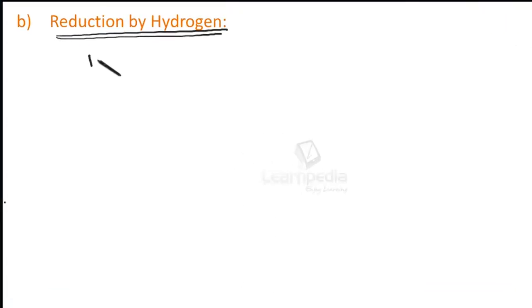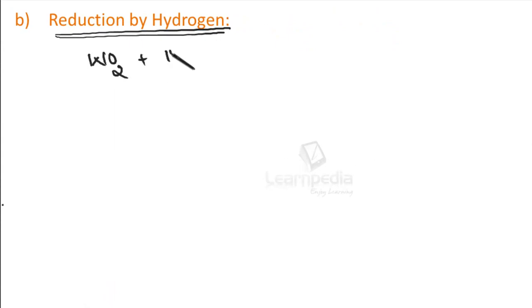So when we take WO2 and reduce it by hydrogen on heating, this hydrogen combines with oxygen to come out as water and tungsten becomes free. Thus the metal is liberated with the elimination of water. So here 2H2 and 2H2O.